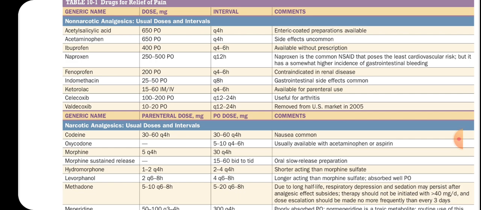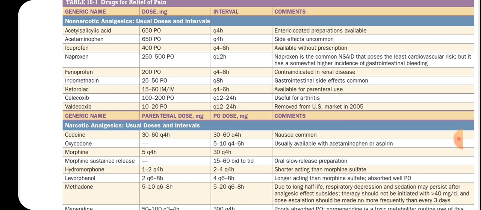Morphine, parenteral dose 5 mg Q4H, PO dose 30 mg Q4H. There are no comments. Morphine sustained release, parenteral dose none, PO dose 15 to 60 mg BID to TID. Comments: oral slow release preparation.